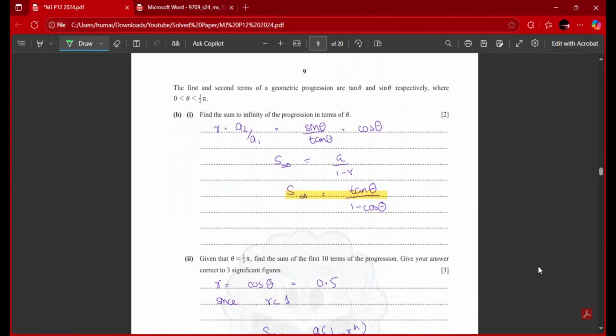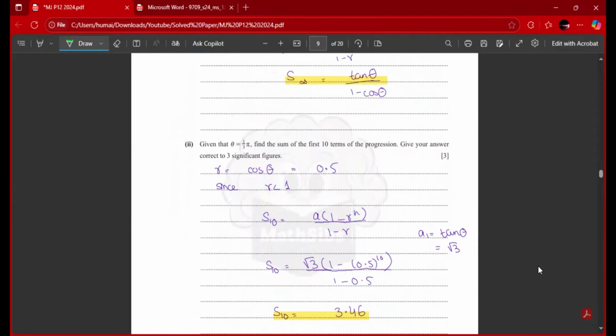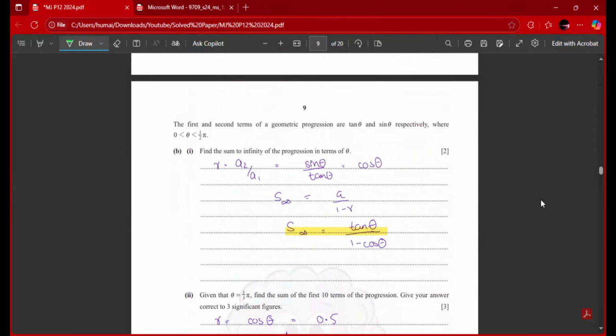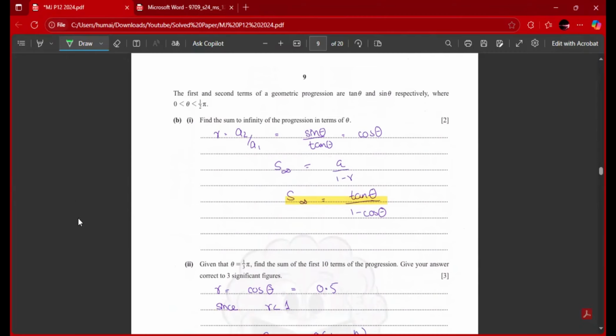Part B. Why is there a part B? And why does part B have two parts? Okay. The first term of the geometric progression is tan theta. Find the sum to infinity. R is the common ratio between geometric terms, which is the same for any two adjacent terms. Sine theta over tan theta.